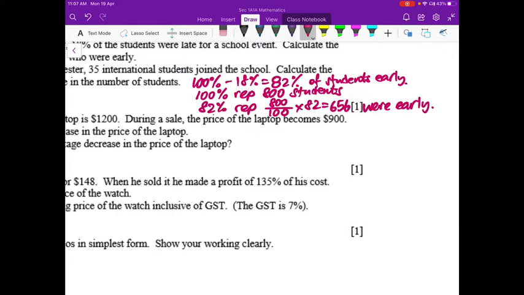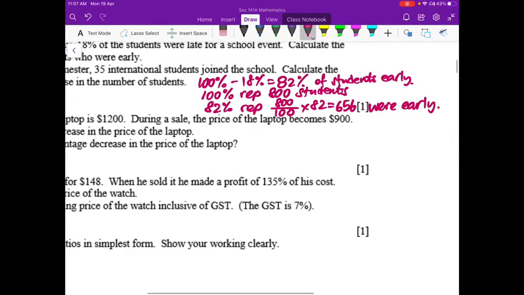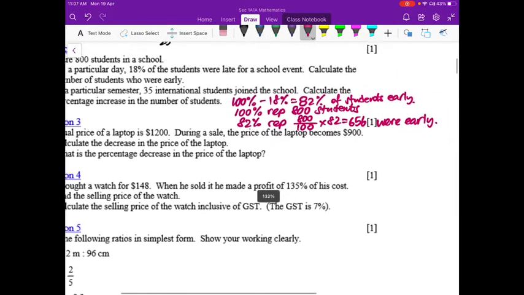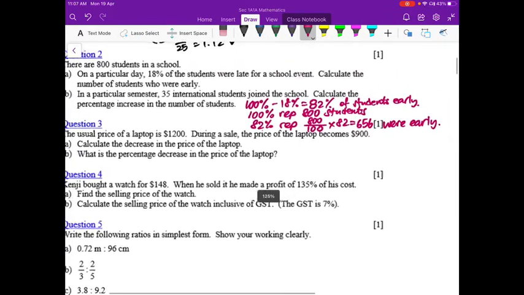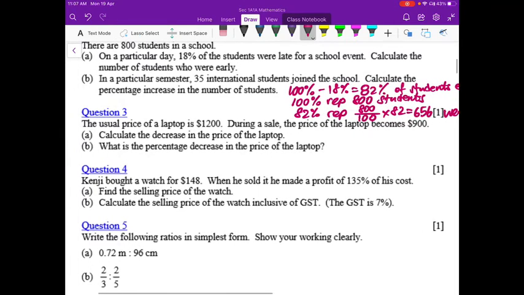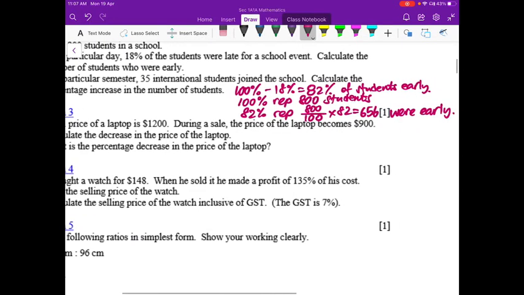Okay, any issues so far? All okay? Is it difficult? No, huh? Next part, they say that, in another semester, 35 students joined the school. Calculate the percentage increase in the number of students.